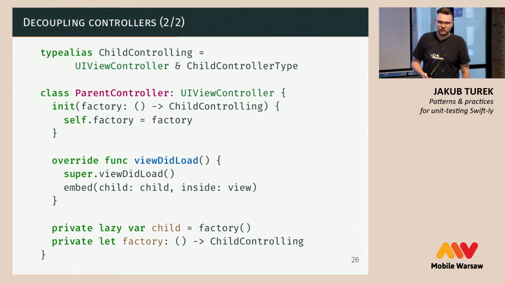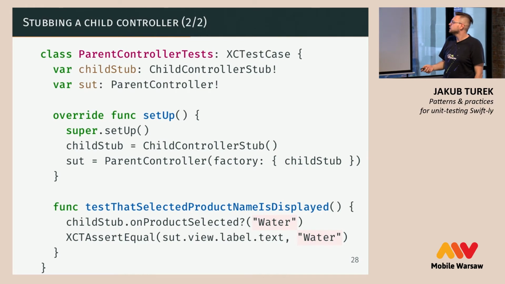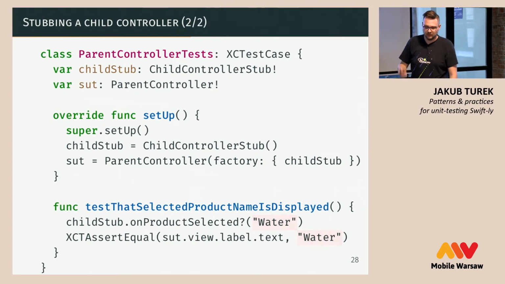And what's beautiful about that, if you want to test that setup, you just create a child controller stub which looks exactly like that. So it's a controller that does nothing, and it has only this one single property exposed. And the test for the parent controller is to create a child and to make the factory always return that stub child. And then you can test that whenever the child called this callback with a value, then this value will be displayed in the label that's contained in the parent controller. So you can test the boundaries between parent and child very easily.